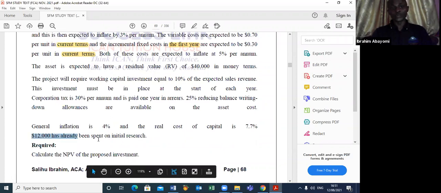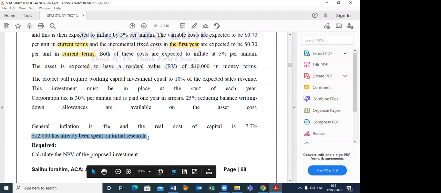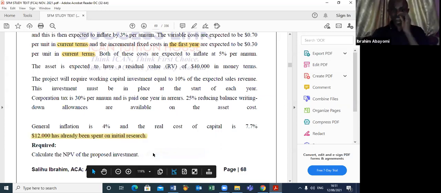Is that 12,000 relevant? No, because it's market research. It has already been spent. It's a sunk cost, so you just have to cross it immediately.